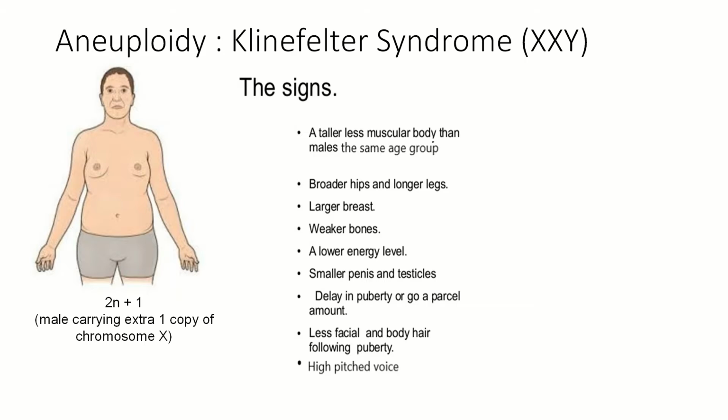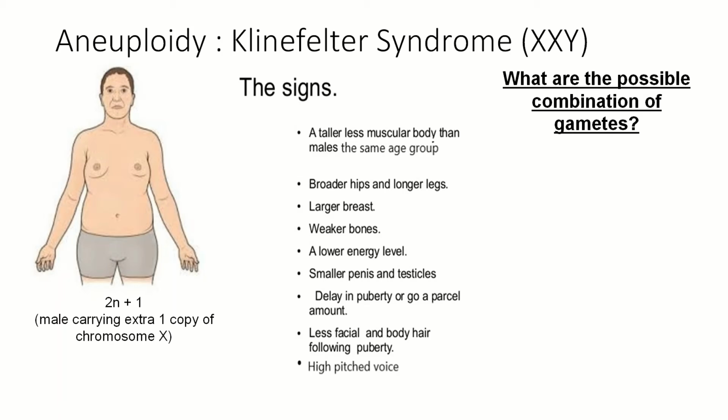They must be male, they have a taller body but less muscular body than the males in the same age group. They have broader hips and longer legs, larger breasts, weaker bones, a lower energy level, smaller penis and testicles, delay in puberty or go partially, less facial and body hair following puberty, and they have a high-pitched voice. Alright, so how does a Klinefelter individual come to be?